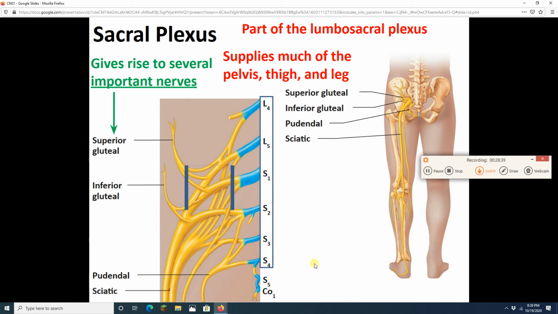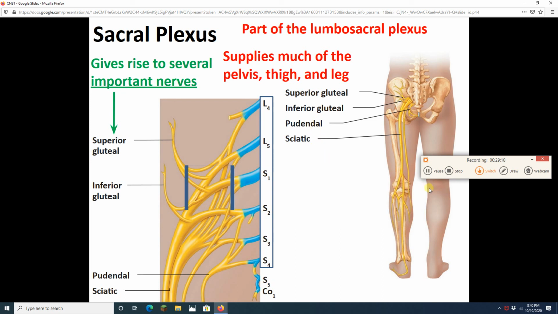From the sacral plexus, we're going to discuss 3 nerves. The gluteal nerves, which as you can probably guess, go to the gluteal region, the butt region. The sciatic nerve, which is this super big nerve going down the back of your thigh, splitting to give you a bunch of branches in your lower leg. And then the pudendal nerve, quite possibly the worst name for nerves ever.